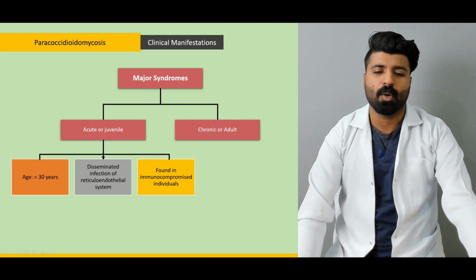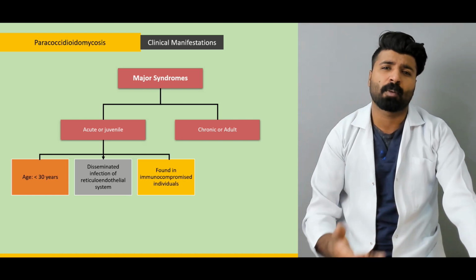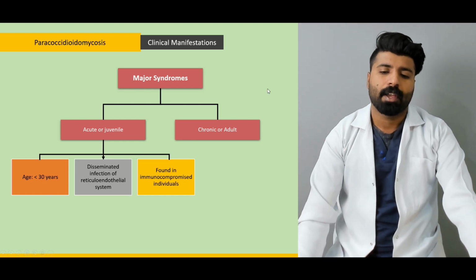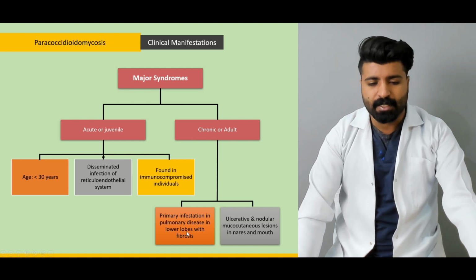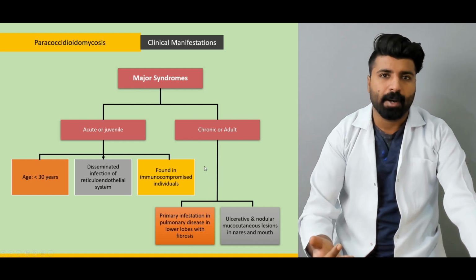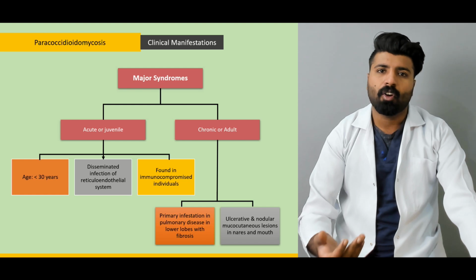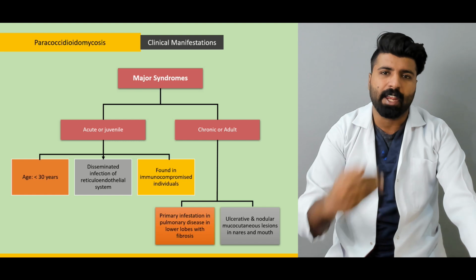Now, this is acute form. It's found in age less than 30. Age must be less than 30 in those patients which are immunocompromised, and it's going to affect your reticuloendothelial system. And in chronic or adult form, primary infestation and pulmonary disease in lower lobes with fibrosis. So, in patients who are not immunocompromised and who are elderly, they're not immunocompromised, but their immunity levels are down now because of their age.